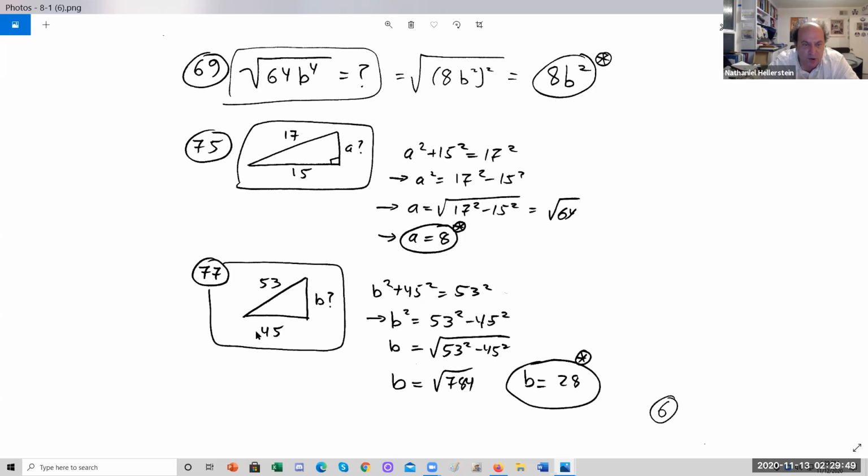Here we have a triangle with sides 45, b, and 53. Same deal. B squared plus 45 squared equals 53 squared here. Transpose 45. B squared equals 53 squared minus 45 squared. So b is the square root of 53 squared minus 45 squared. So b is the square root of 784 if you do the math. And the square root of 784 turns out to be 28. And that's b.